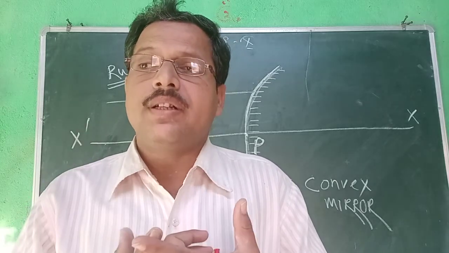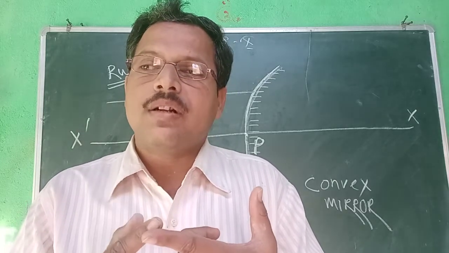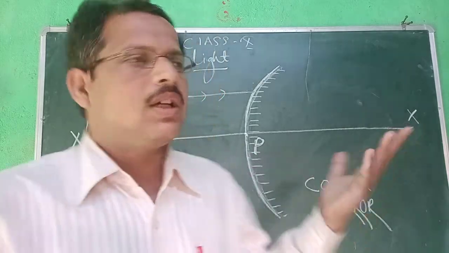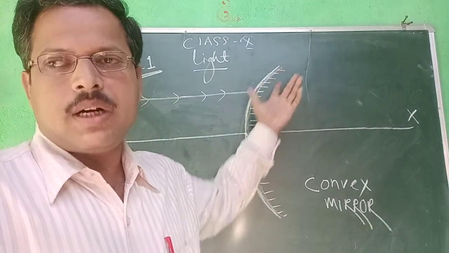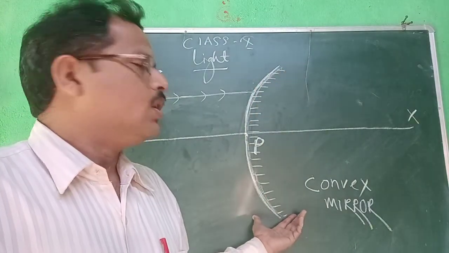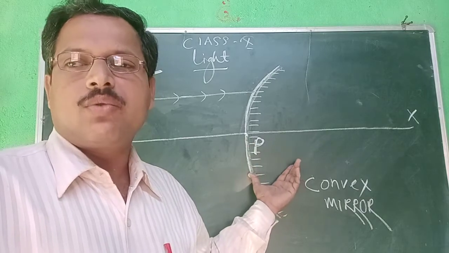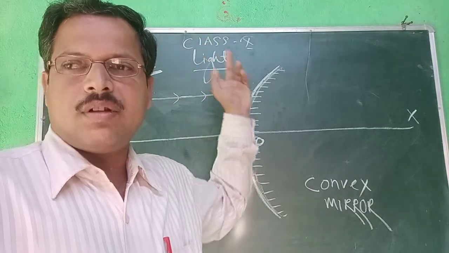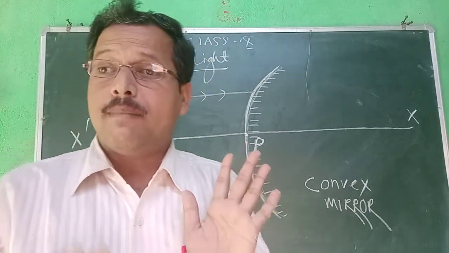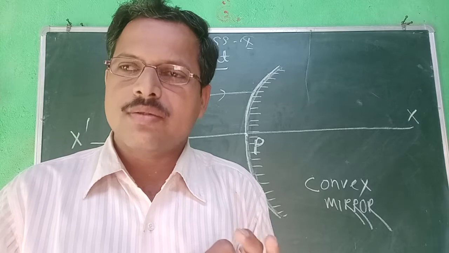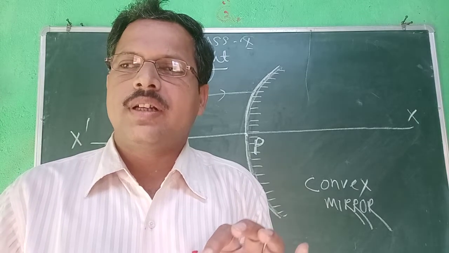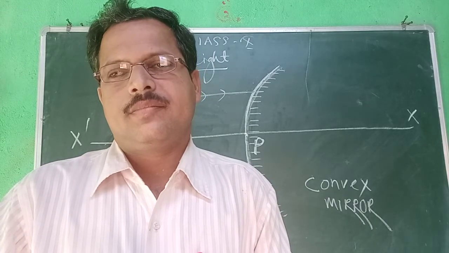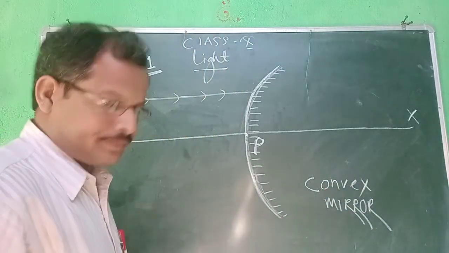But there is the point that the concave mirror is curved inward, but here the part is bulged. It is a diverging mirror. So the beam will be diverged. But here also the principal focus plays an important role. Let us see what happens.